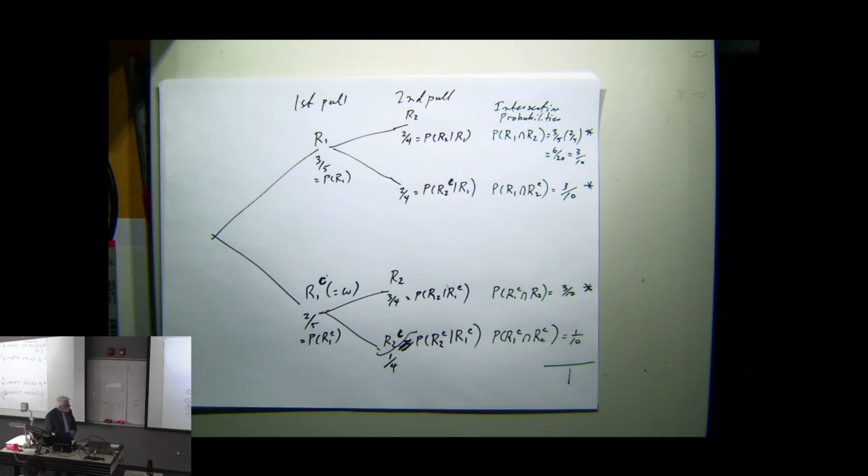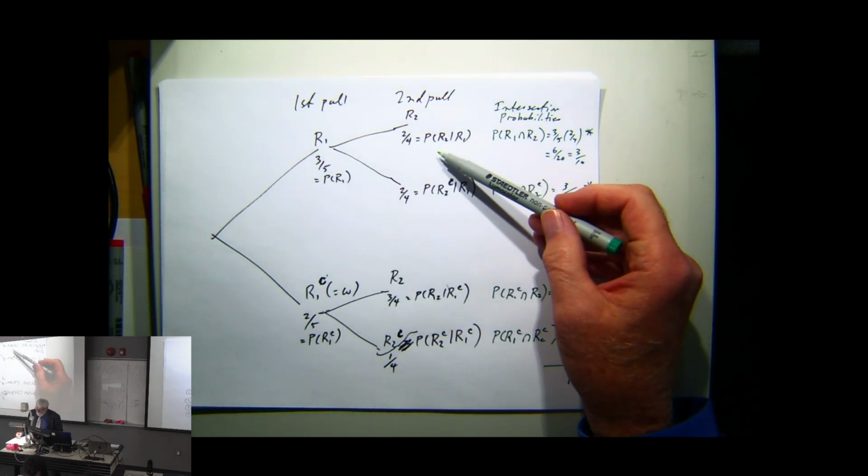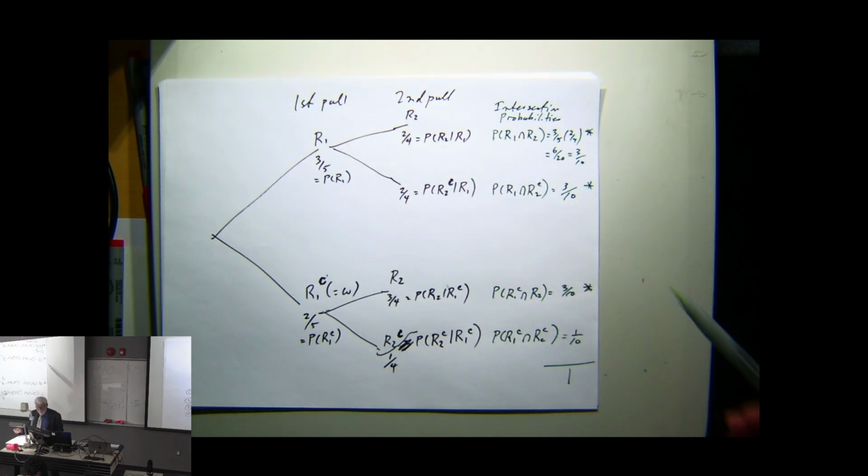Now, the second question is, what's the probability of a red on the first given I got a red on the second? Well, didn't we get that before? No, we didn't get that answer before. What we got was the probability of getting a red on the second given I got a red on the first. That's not the same as the probability of getting a red on the first given a red on the second. How am I going to do that?